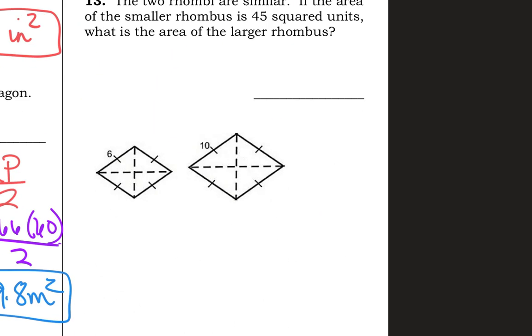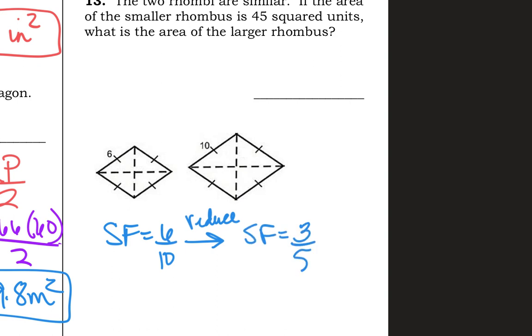And then the last one. The last one, you're going to start off looking for the scale factor. For the scale factor, you're going to do 6 over 10. But remember to always reduce. So your scale factor is actually 3 over 5.